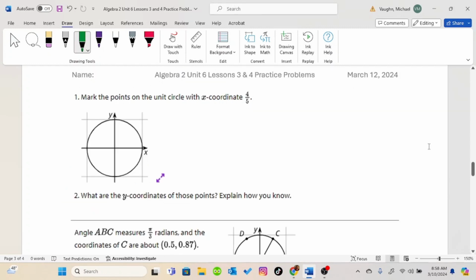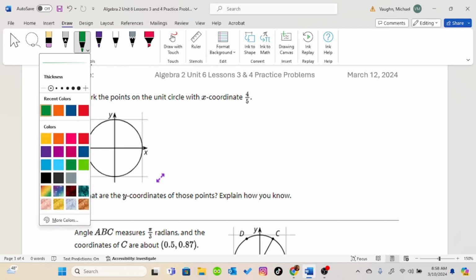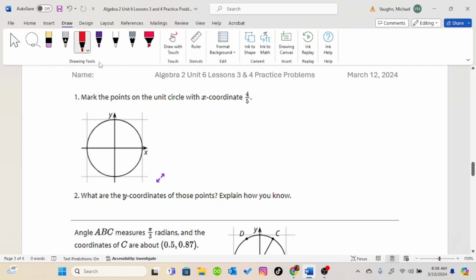Page 3. Mark the points on the unit circle with x coordinate 4/5. So I want to highlight this key term, unit circle. A unit circle has a radius of 1.